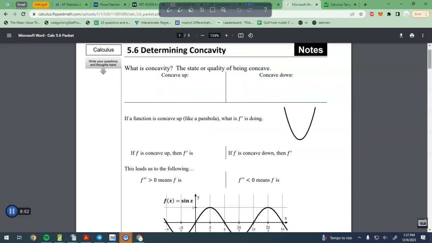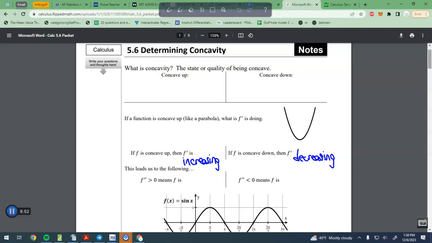So if f is concave up, then f prime is increasing. If f is concave down, then f prime is decreasing. So if I think through this next step, increasing means derivative. Because if something's getting bigger, then it has a positive slope, right? So if it's increasing, I know the slope is positive. That's like a derivative. I'm talking about the slope if I say increasing.